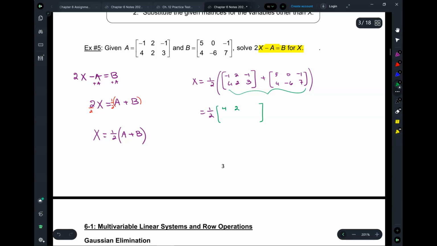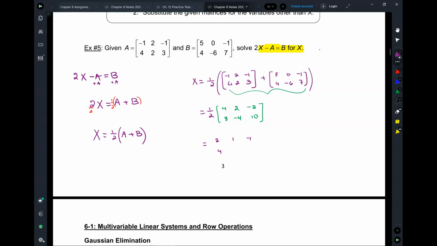So 2, negative 2. Did I do this correctly? I got 4, 2, 0. Oh wait, just kidding. No, it's negative 4, 2. So it's negative 1. Good. So it's negative 1 plus negative 1, so it's negative 2. And then when you distribute the half, it's 2.